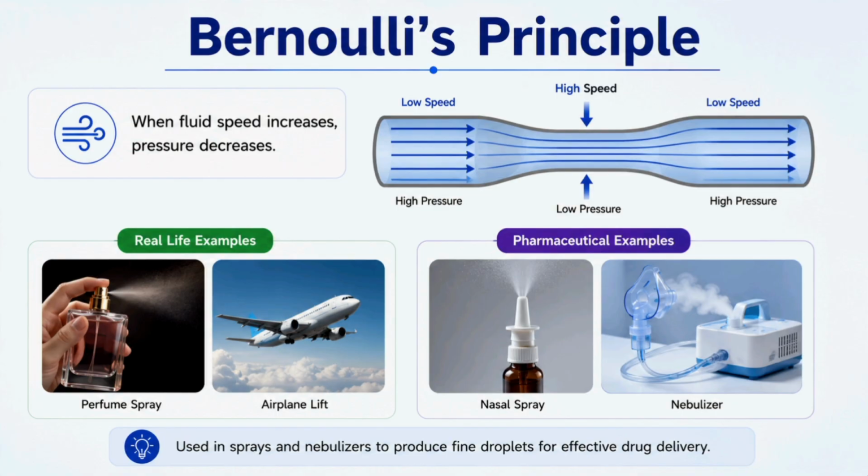Nasal sprays produce fine droplets because of the pressure changes. Nebulizers for asthma patients also work similarly. This principle helps in atomization processes. The fine droplets improve drug delivery to the body. Here Bernoulli's principle is very useful in pharmaceutical devices. The real life examples are perfume spray bottles and aeroplane flight. And pharmaceutical examples are nasal sprays and nebulizers for respiratory treatment.